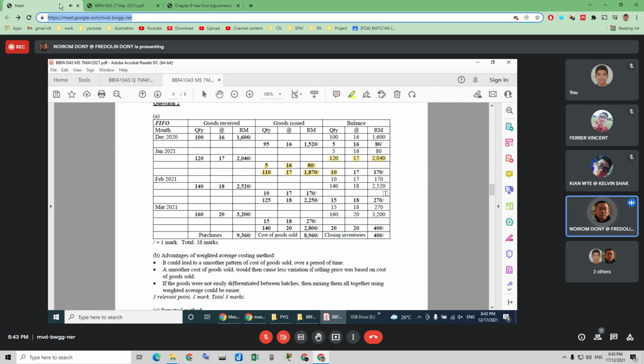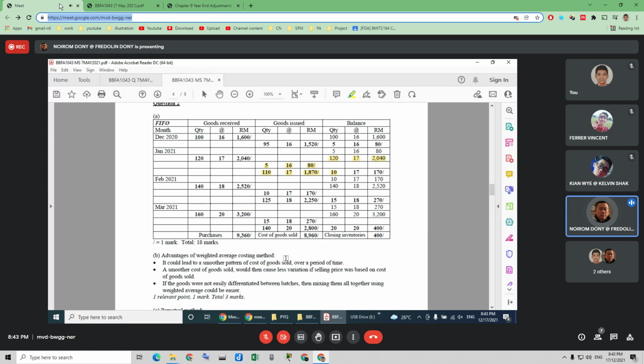Not adding. And then your cost of goods sold, this one of course you can add because it is not being updated like the balance. Receive is also the same thing. You plus all together, so that is the total amount of purchases.